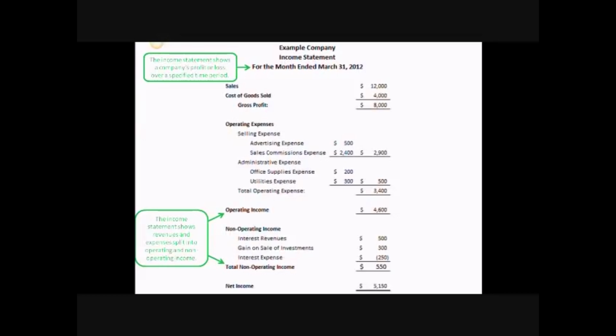Selling expenses are those expenses directly related to sales and would include things like advertising and sales commissions for your salespeople. Administrative expenses include the costs of running the business that are not directly related to sales, such as office supplies and utilities. The gross profit minus your operating expenses gives you your operating income. Then you add or subtract the non-operating income, such as interest, to get your net income.